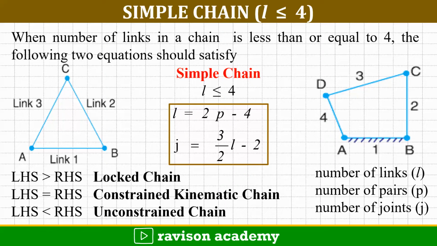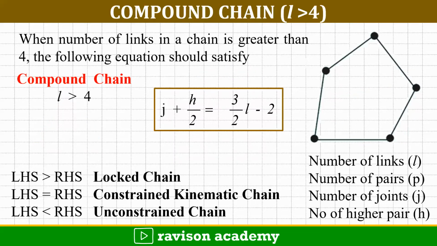For the simple chain, the following equations should be satisfied: L equals 2P minus 4 and J equals 3 by 2 L minus 2. When these equations are satisfied, we call it a constrained kinematic chain. When the left hand side is greater than the right hand side, we call it a locked chain, and when the left hand side is lesser than the right hand side, we call it an unconstrained chain. So using these equations, we can classify a chain as a locked chain, constrained kinematic chain or unconstrained chain.